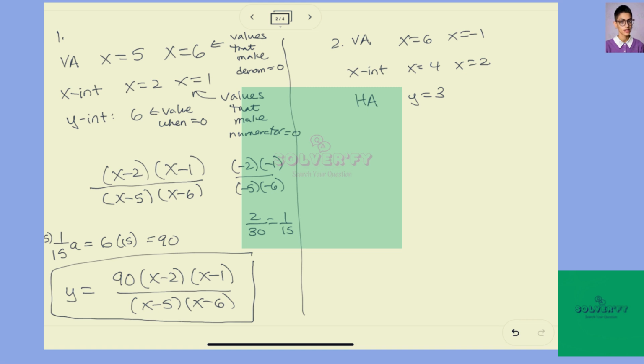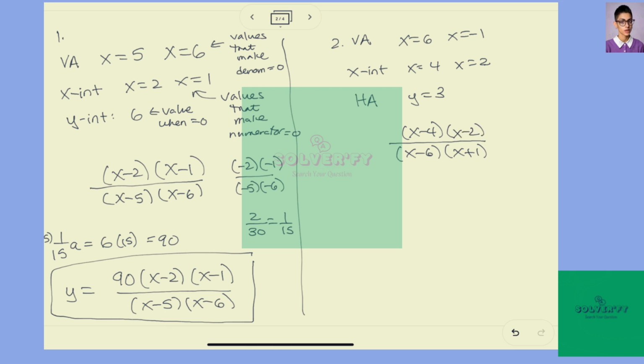Okay, second one. Vertical asymptotes, remember, these are values that make my denominator 0. So 6 gives me an x minus 6 factor. Negative 1 gives me an x plus 1 factor. X-intercepts at 4 means I have an x minus 4. 2 means I have an x minus 2.